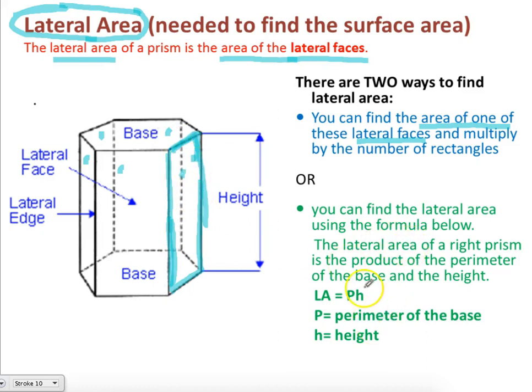Or there's a formula that you can use. Lateral area is equal to capital P times H, where capital P is the perimeter of the base. So if we find the perimeter of the base and then multiply it times the height of the entire prism, you'll also get the lateral area.